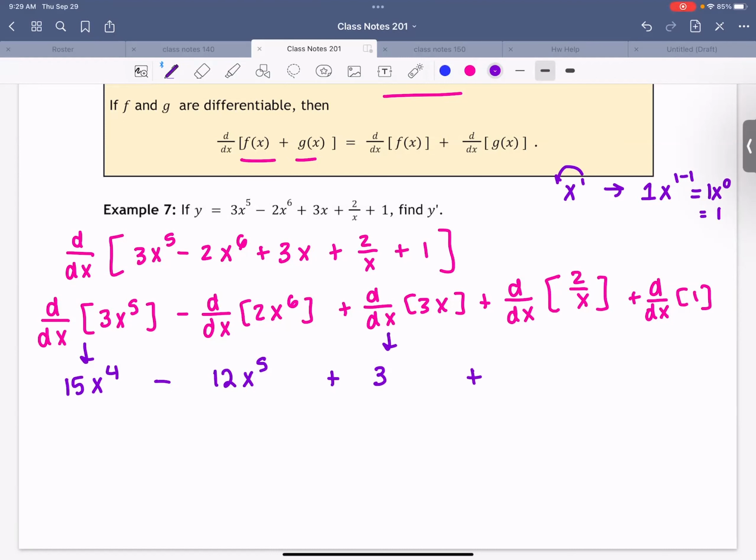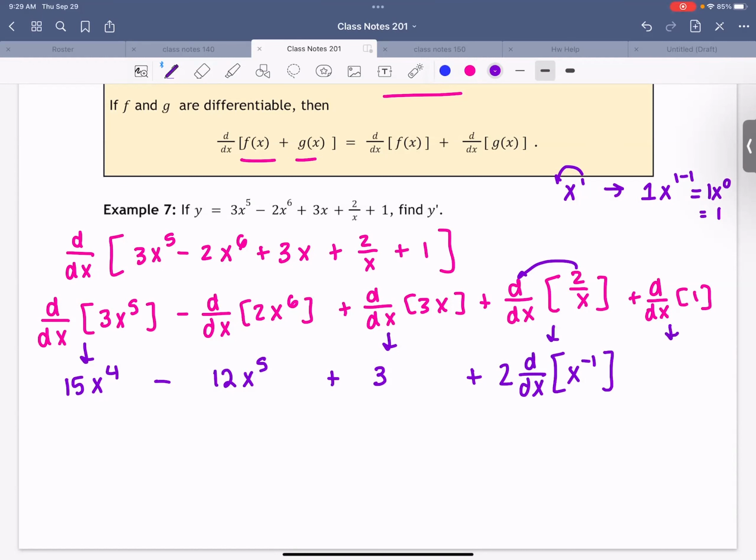Let's talk about the derivative of 2 over x. Let's try to make it a little bit simpler. I can definitely bring the 2 out front, and I'd be left with 1 over x. What's another way to write 1 over x? X to the what power? -1, good. All right, so 1 over x is the same as x to the -1 power.